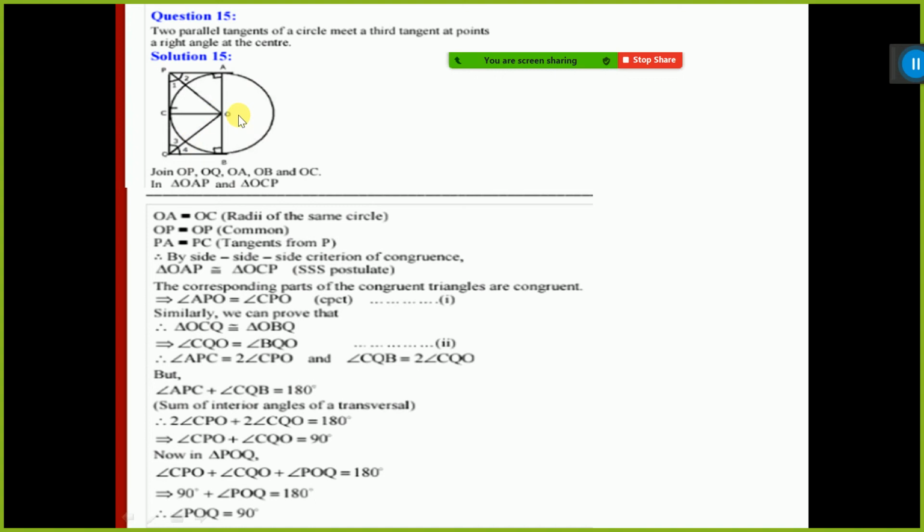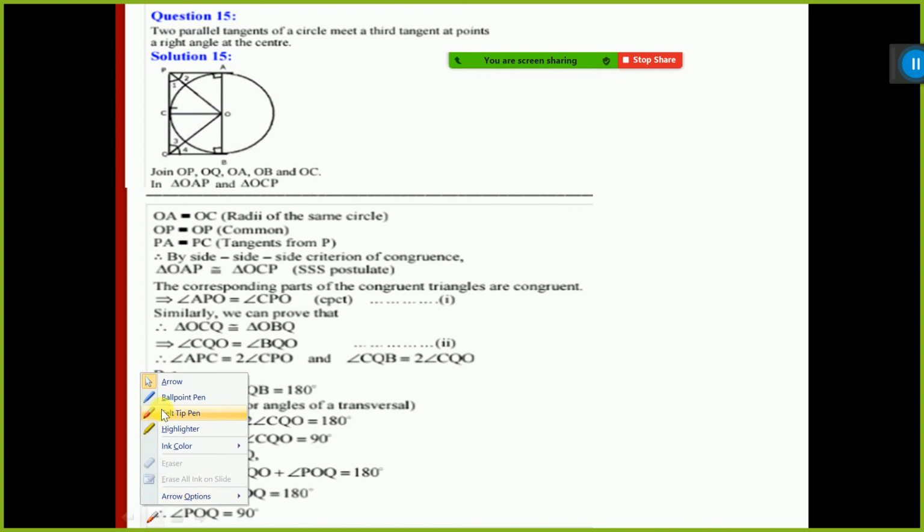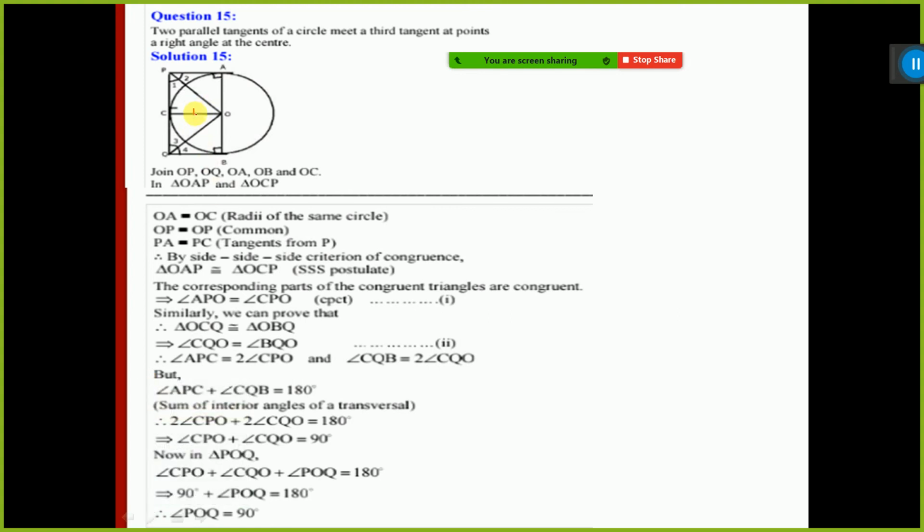Now see, triangle OPA, this triangle, and triangle OCP, these two triangles. See, these two lines OA and OC are the radius of the circle, this one and this one. So these two are equal and this is a common side, and these two are tangent, so this is 90, this is also 90 degree. So these two triangles are congruent.